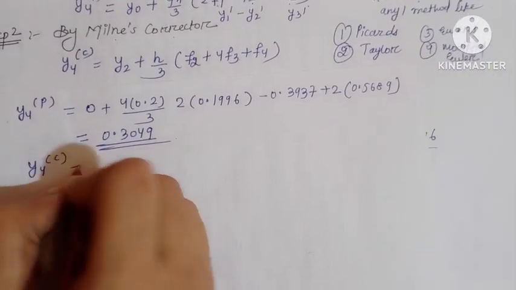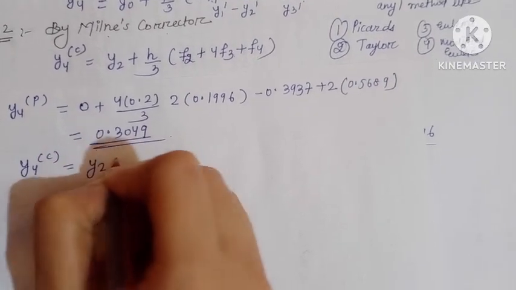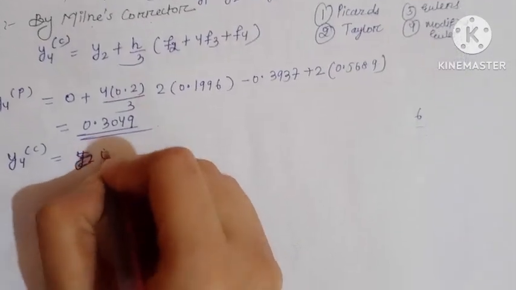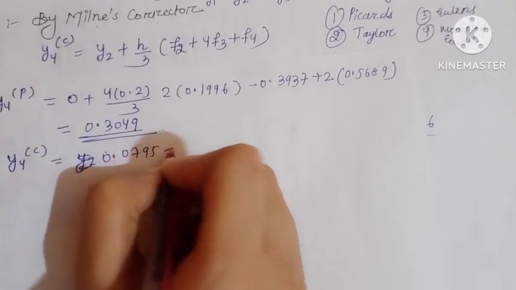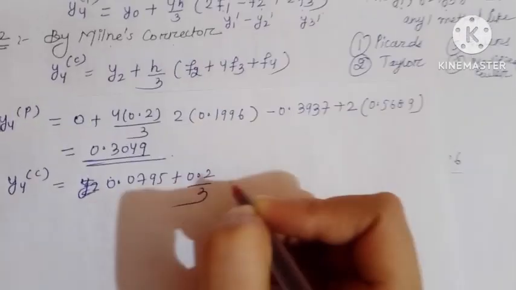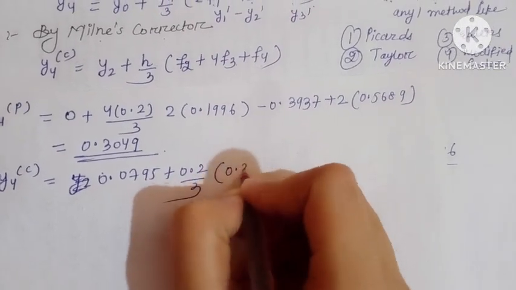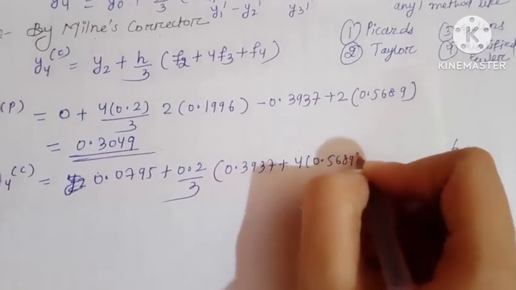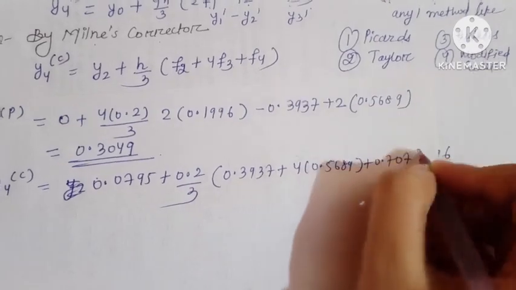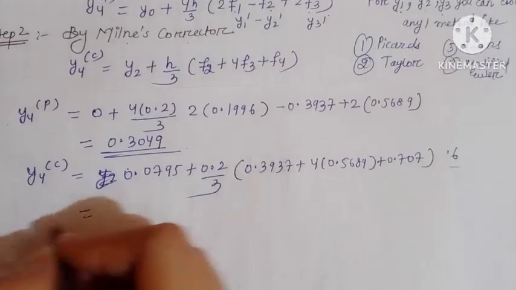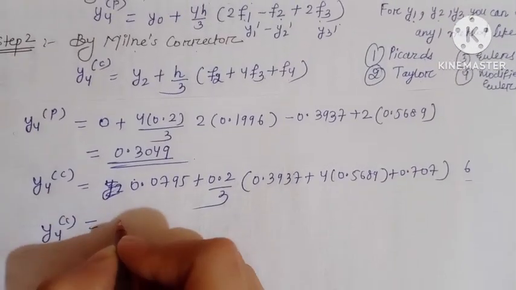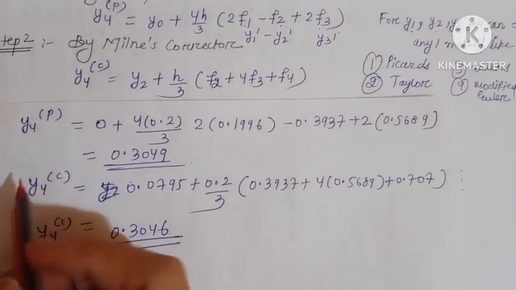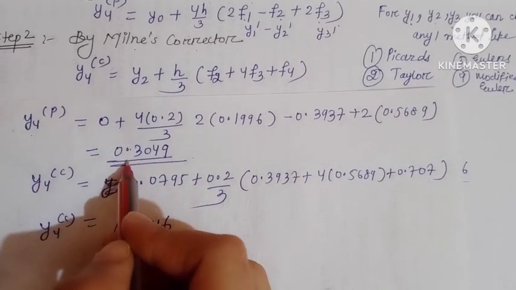And now for corrector, again Y2 is 0.0795 plus 0.2 by 3 times (0.3937 plus 4 times 0.5689 plus 0.707). Just substitute it, we have all the values. So Y4C will become 0.3046.